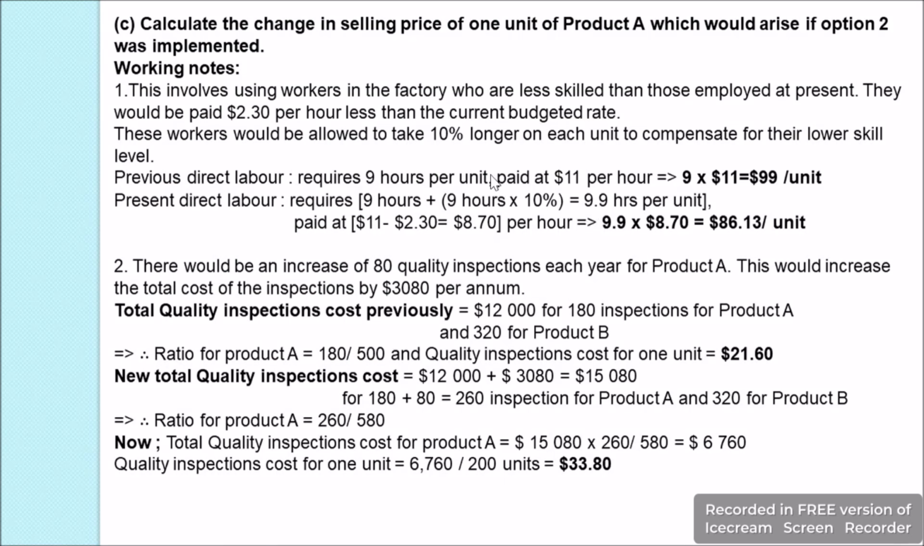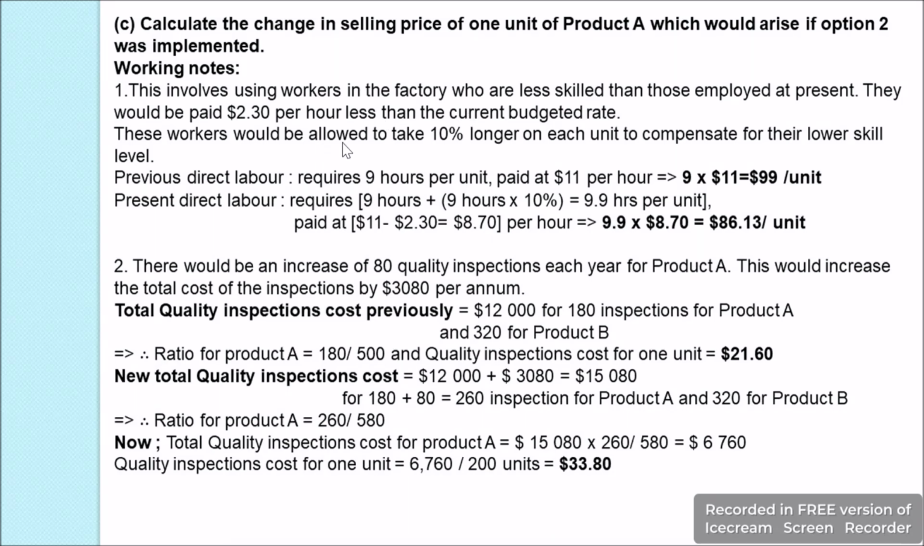Now in part C of the question, we are asked to calculate the change in the selling price of 1 unit of product A which would arise if option 2 was implemented. So we'll start with the working notes. It was given for option 2: this involves using workers in the factory who are less skilled than those employed at present. They would be paid $2.30 per hour less than the current budgeted rate.